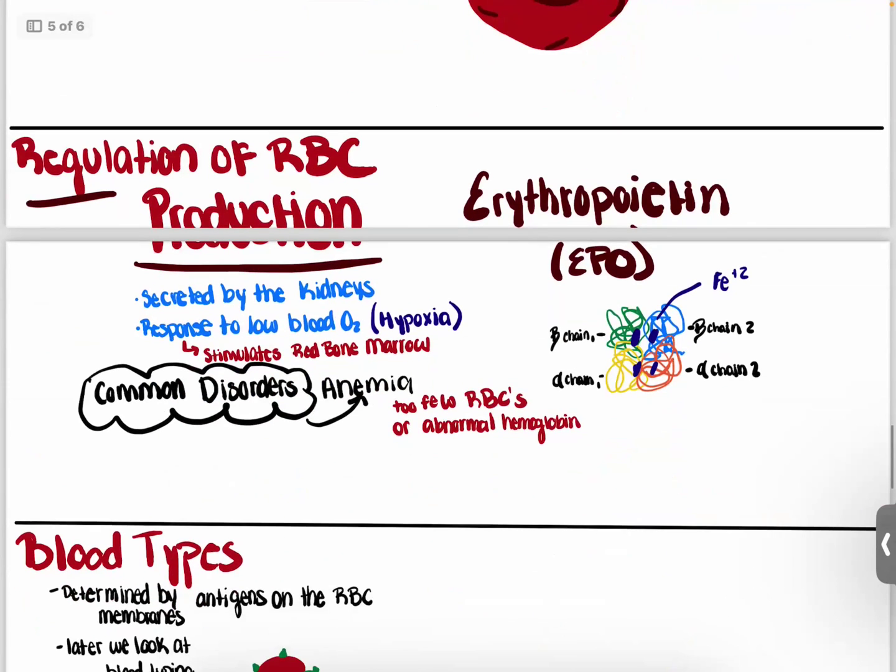Regulation of red blood cell production. This is regulated by something called erythropoietin, or EPO for short. It is secreted by the kidneys, and it is a response to low blood oxygen. This is called hypoxia. And this hypoxia, sensed by the EPO, stimulates the red bone marrow, and therefore brings more oxygen to the blood.